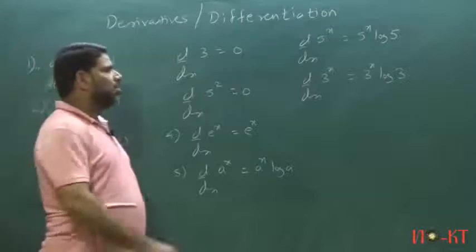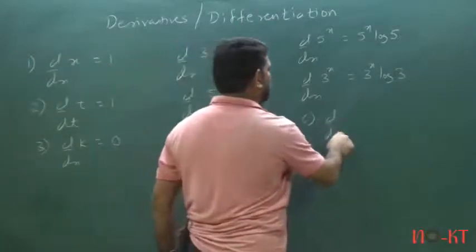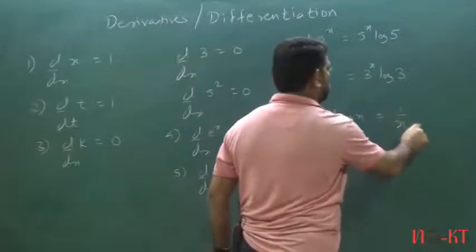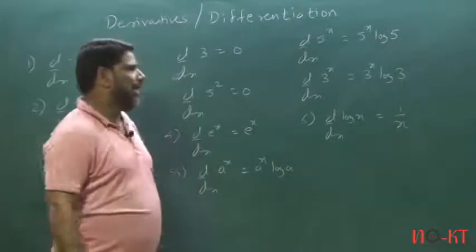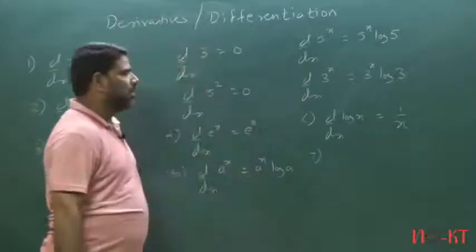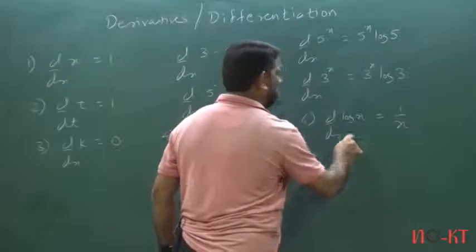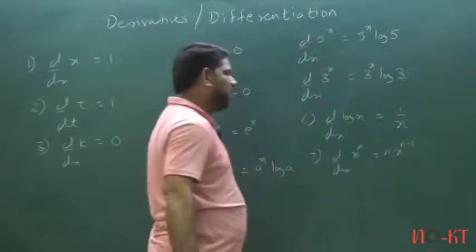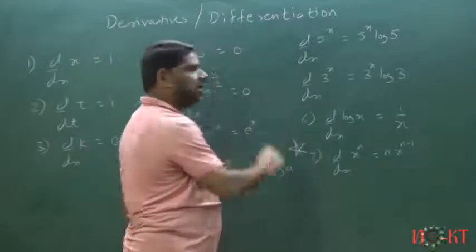Okay. Now formula number 6. What is that? Derivative d by dx of log x is always 1 by x. What I said, derivative of log x is always 1 by x. Seventh formula, very important one, very important. We say derivative of x raised to n, and the formula is n into x raised to n minus 1. Very important. I can put a star mark on this one. This will be used regularly.